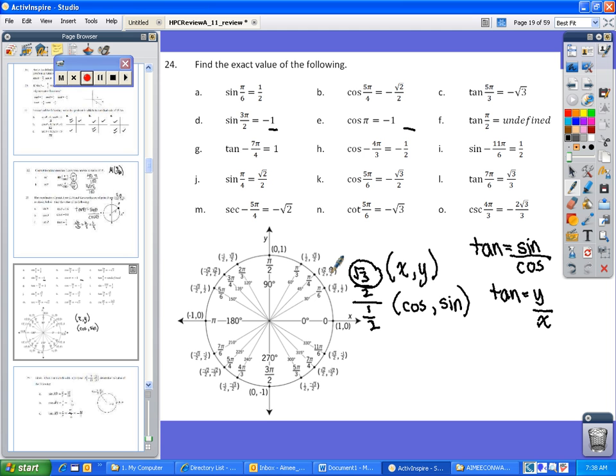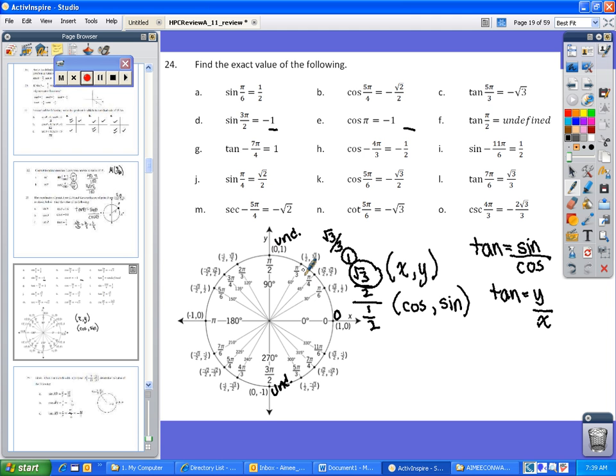The tan value of root 2 over 2 over root 2 over 2 is 1. And finally, the tan value here is root 3 over 3. The tan value here is undefined because x is 0, which means here tan is also undefined. Here tan is 0.